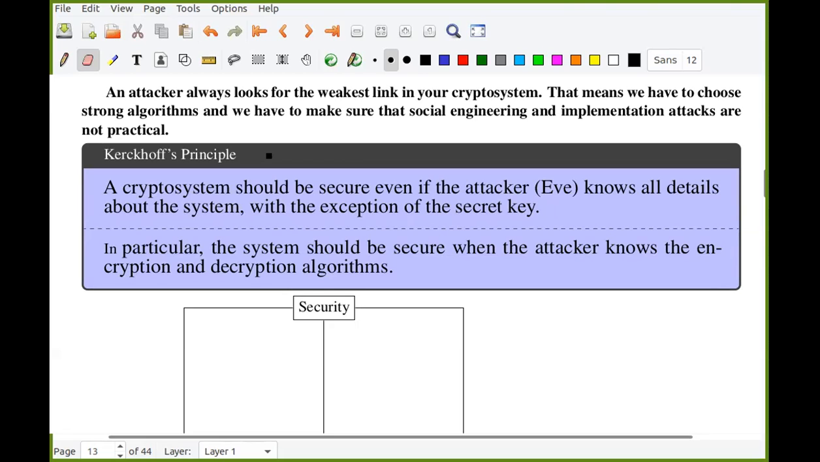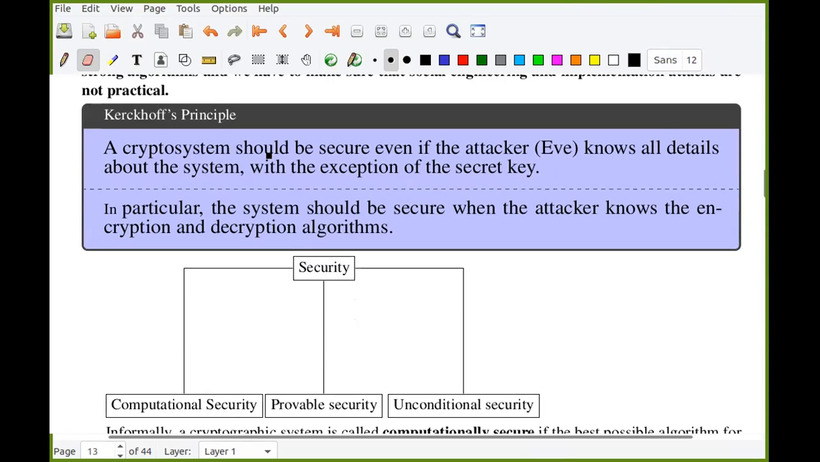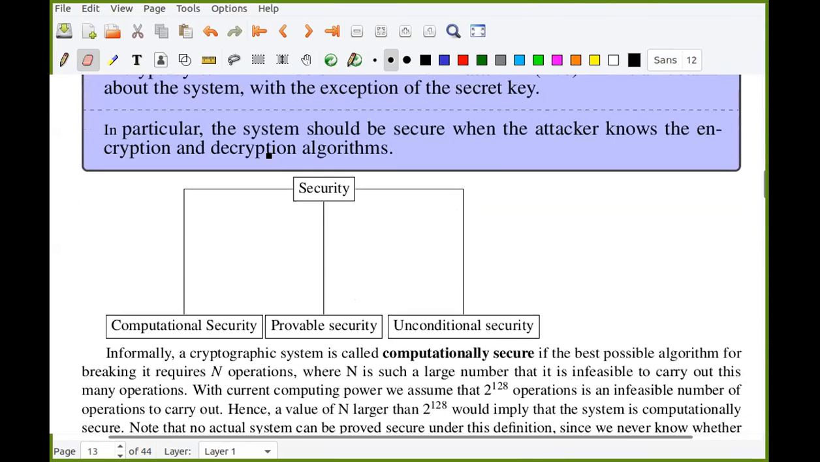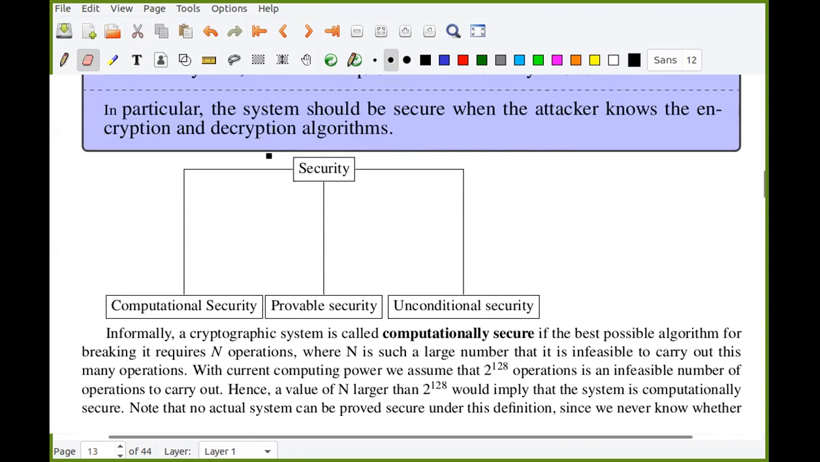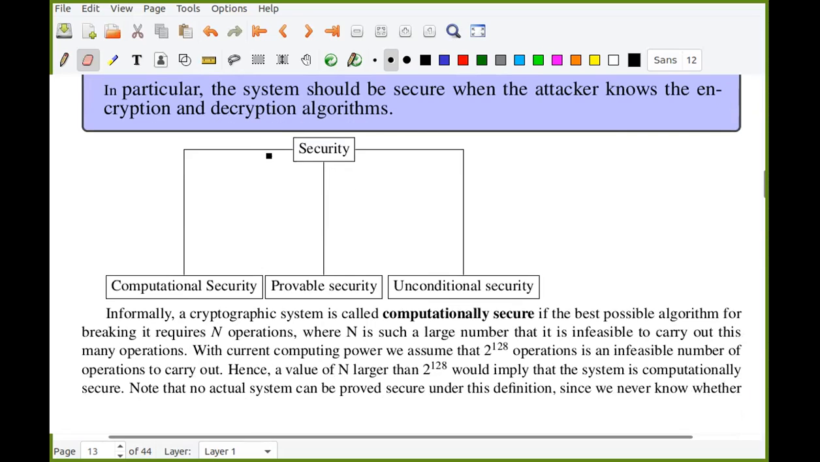The unknown thing is that secret key. Good. Okay, so security, and again, what do you mean by secure? There are generally three things: computational security, provable security, and unconditional security. And unconditional security is the best one.